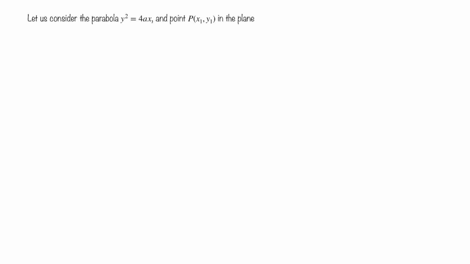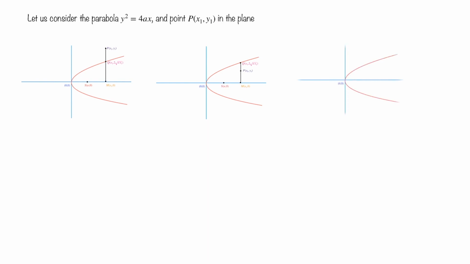Let us consider the parabola y square equal to 4ax and the point x1, y1 in the plane. This point is anywhere in the plane. I am not saying this point is on the parabola. This x1, y1 is any point in the plane. So this point x1, y1 could be exterior of the parabola, or it could be interior of the parabola, or it could be on the parabola.